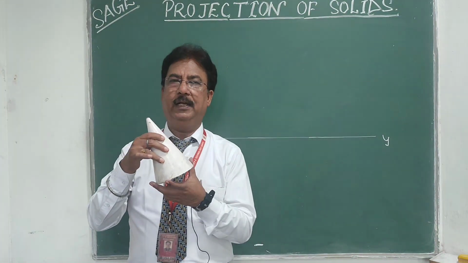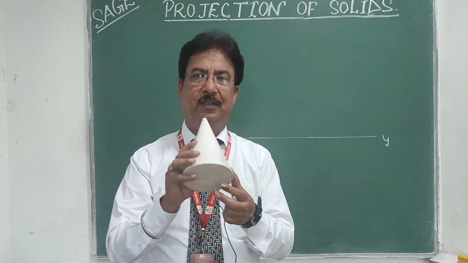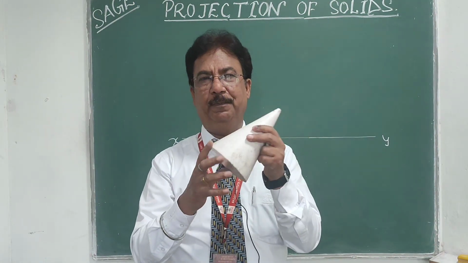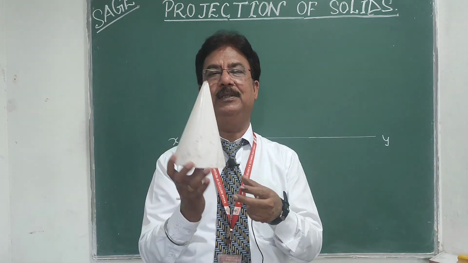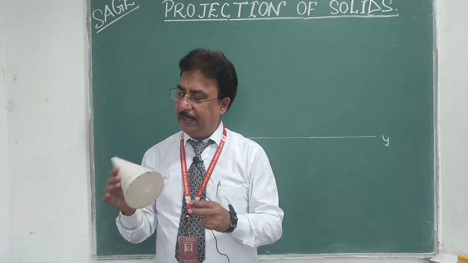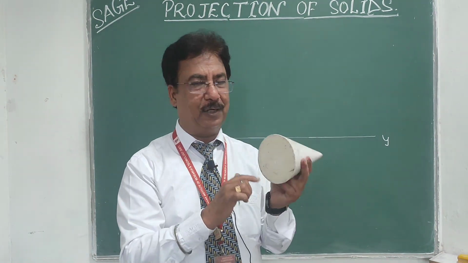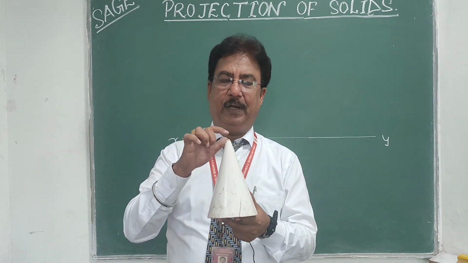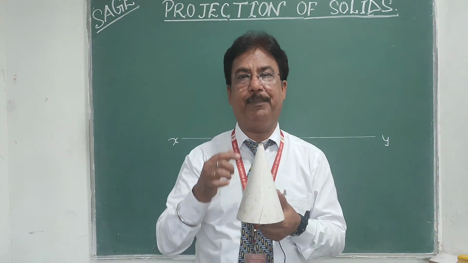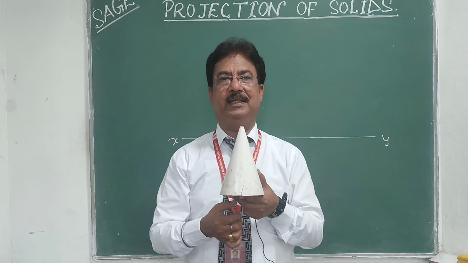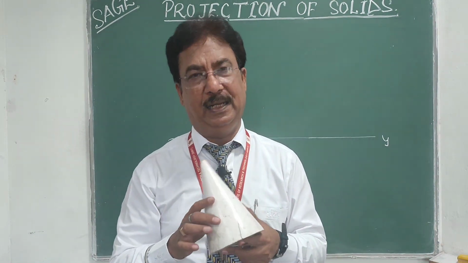If you look at this solid, this is a right circular cone. Everyone knows about the cone. The cone of softy ice cream has the shape of this right circular cone. In a right circular cone, as you know, it has a circular base, and this point is known as the apex. These lines are known as the generators, and the line passing through the apex and the center of the base is known as the axis.